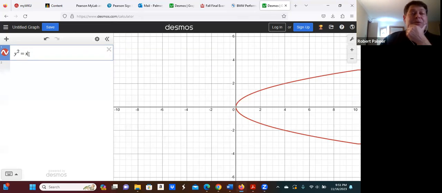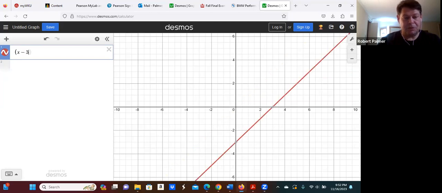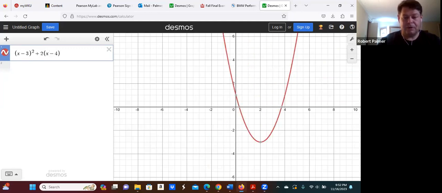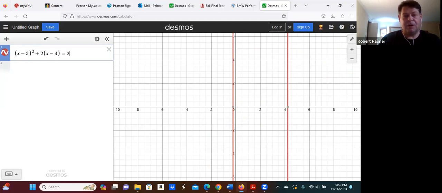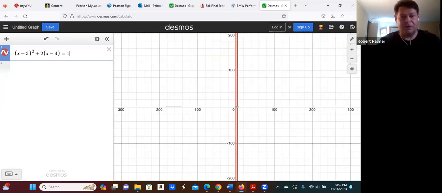Now, you can also have parabolas written in other different ways. We can have something like, for example, y equals, even written like this. Let's say x minus 3 squared plus, let's say, 2 times x minus 4 equals 2, or something like that. So basically, it's still a parabola, you expect it to look like that.